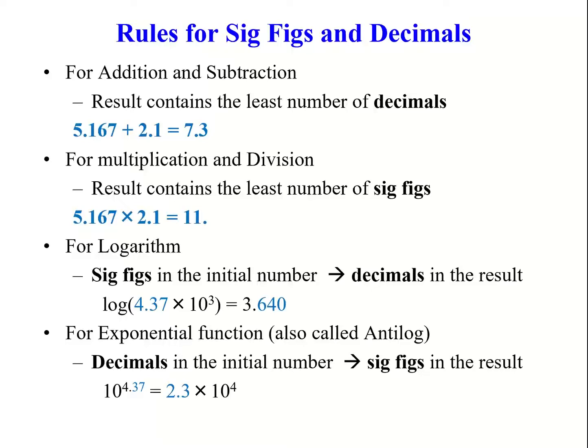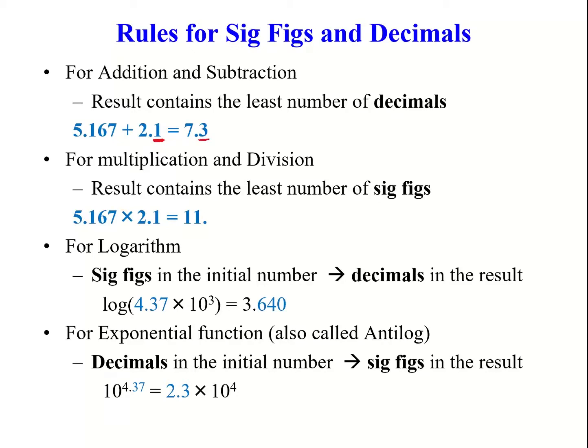So let's summarize all the rules that we've discussed so far. For addition and subtraction, the result contains the least number of decimals. So we care about decimals. We have two numbers, 5.167 plus 2.1. Look at the number with the least amount of decimals. This is your limiting factor, so your answer contains the same number of decimals, so 7.3.